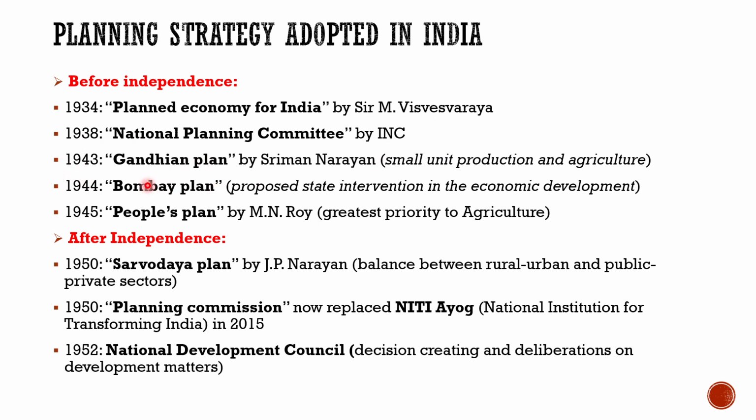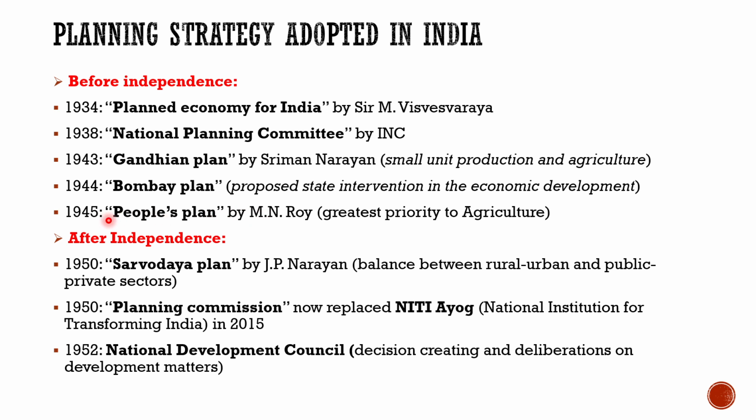In 1943, Gandhian plan was proposed by Shriman Narayan, where particular focus was on small unit production in agriculture, and it was based on Gandhian philosophy of planning. In 1944, Bombay Plan was proposed by eight big industrialists of India, and they proposed that state should intervene in economic development. It means no laissez-faire should be there.